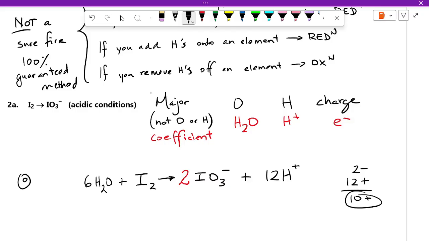We add it to the more positive side because we're adding electrons. We're going to be bringing that charge down. So add electrons to the more positive side. How many electrons do we need? 10.